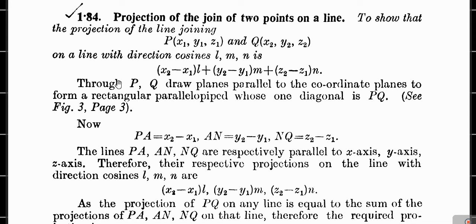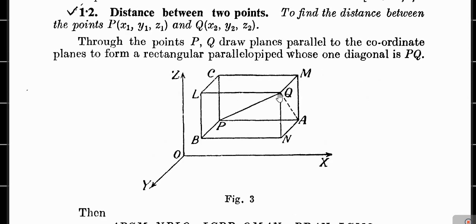For that purpose, consider that through the points P and Q, we draw planes parallel to the coordinate planes to form a rectangular parallelepiped whose one diagonal is PQ. This diagram we have already drawn earlier, so let us go to that diagram. Observe here, we have to find the projection of PQ. For that purpose, we have drawn a perpendicular from point P on the x-axis and from point Q on the x-axis. Then the projection will be that corresponding line segment on the x-axis.